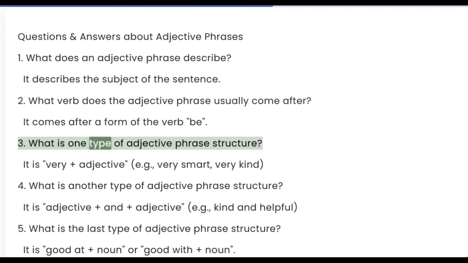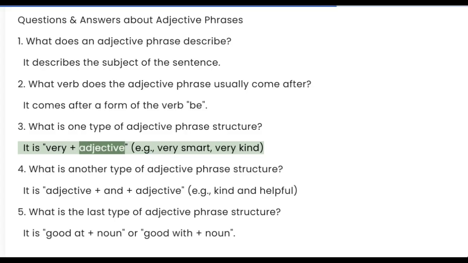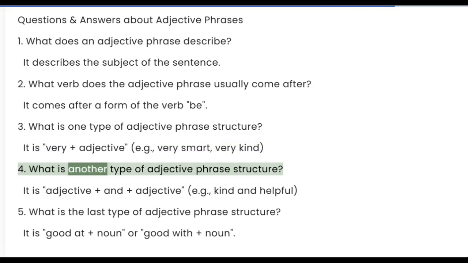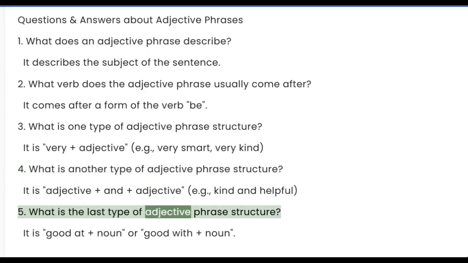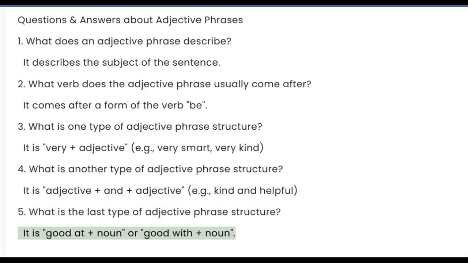3. What is one type of adjective phrase structure? It is very plus adjective. 4. What is another type of adjective phrase structure? It is adjective plus and plus adjective. 5. What is the last type of adjective phrase structure? It is good at plus noun or good with plus noun.